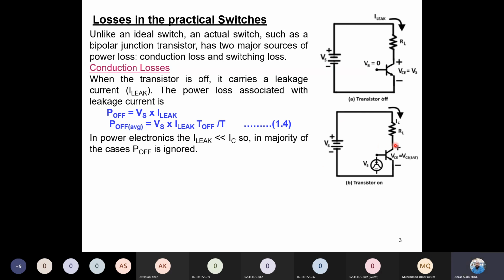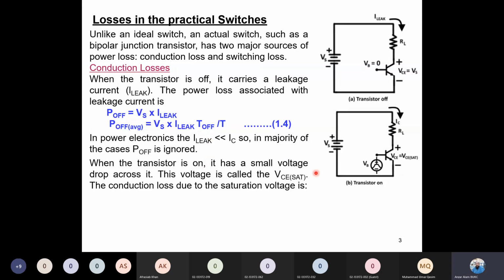Now, what we have calculated is the conduction loss during the off time. This is the conduction loss during the off time. Now we have to calculate the conduction losses during the on time.